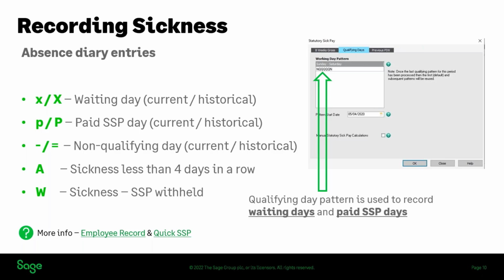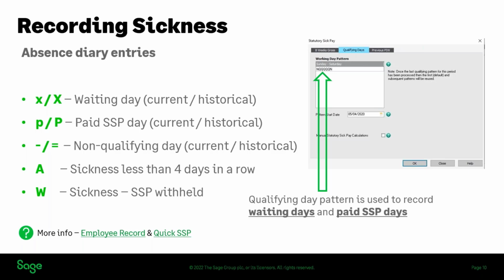Non-qualifying days are classed as a dash, or an equal sign for historical. So there's no way of having an uppercase dash, so we've added a line to turn it into an equal sign. A capitalized A is a sickness that's less than 4 days in a row, so those where they are not eligible for any SSP. And a capitalized W is when SSP is withheld.